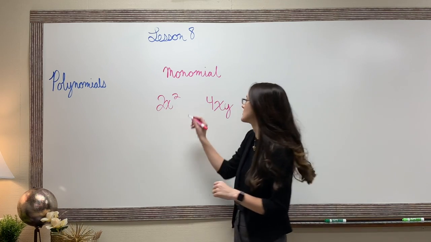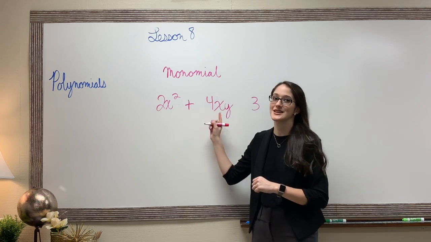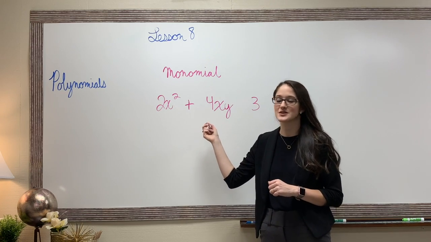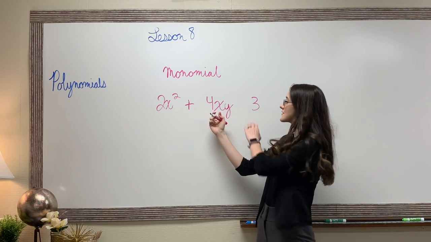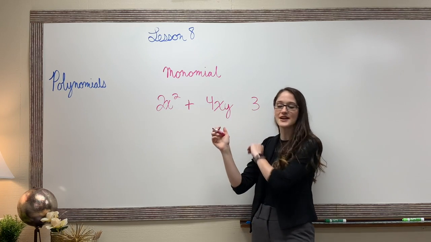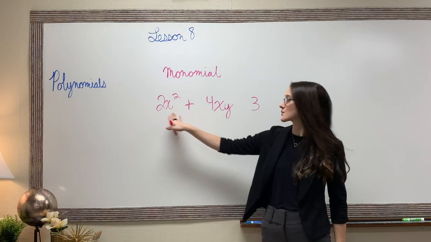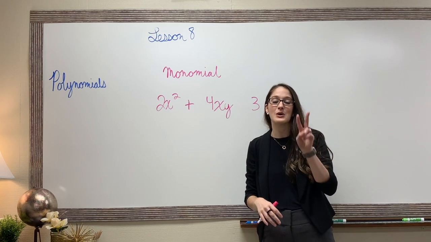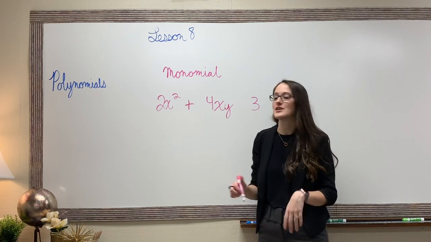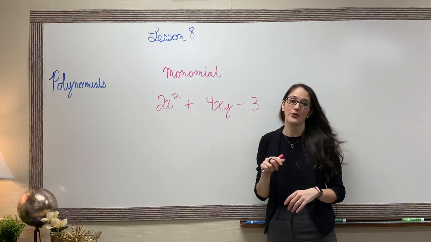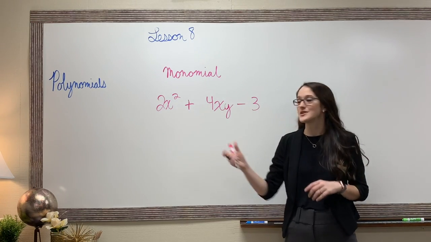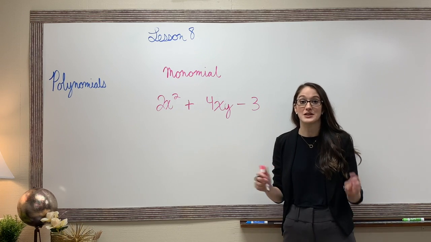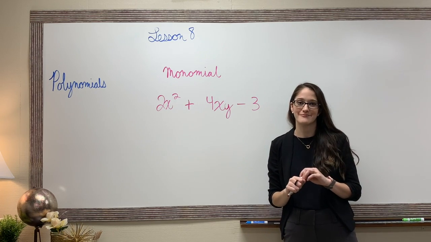A polynomial is when there is an interaction between two monomials. So in this case, because we only have two going on, notice with the 3, there's no sign there. So right now we have 2x squared plus 4xy. That is what we call a binomial because there are two monomials, so it's a binomial. Then let's say we include the 3, we're saying minus 3 now. This is a trinomial because there are 3, so it's a trinomial.